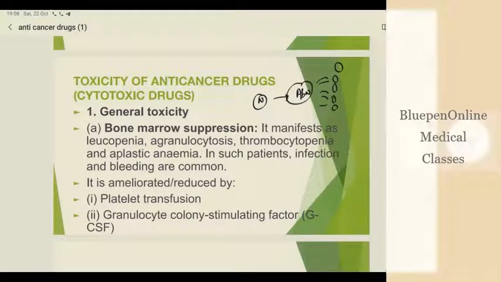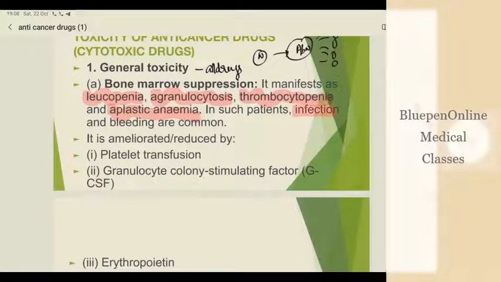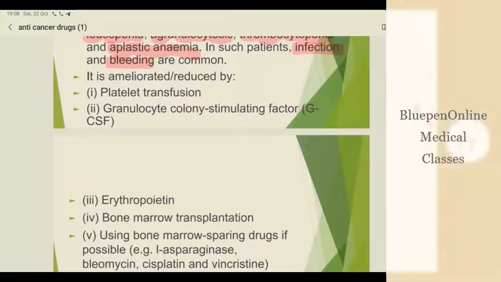Bone marrow suppression manifests as leukopenia. General toxicity means all drugs have these. Bone marrow suppression is manifested as leukopenia, agranulocytosis, thrombocytopenia, and aplastic anemia. In such patients, infection and bleeding are common. It is ameliorated or reduced by platelet transfusion and granulocyte colony stimulating factor.